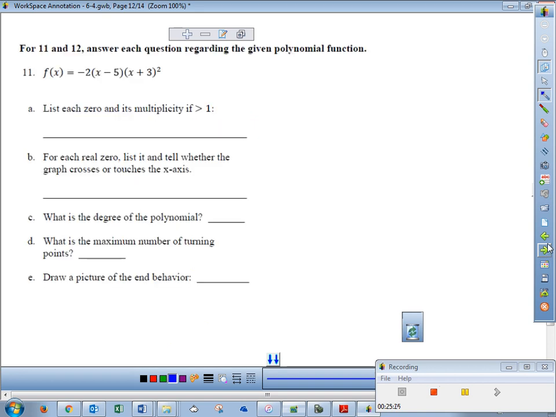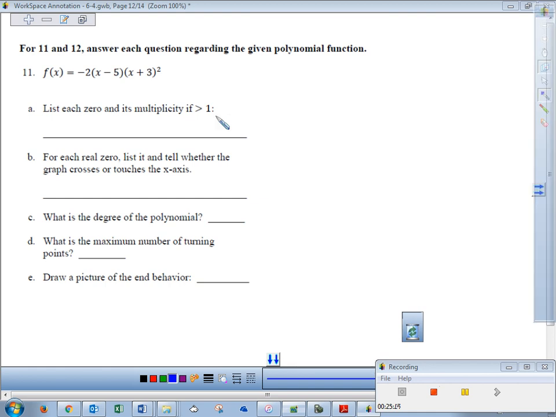Finally, answer each question regarding the given polynomial function. List each 0 and its multiplicity if it's greater than 1. So if you got a 0 where it's just a single 0, you don't have to list any multiplicity. But if there's multiplicity, you list it. So any zeros right here? Are there variables right there? This guy doesn't matter. This guy, are there variables involved with him? What value of x would make that turn out to be 0? 5 is a 0 of that.